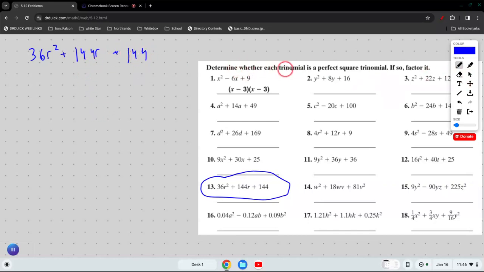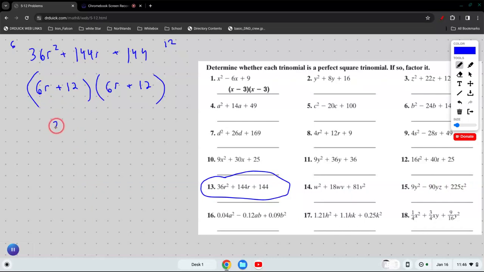It says determine whether each is a perfect square. In our case, it is, right? We can tell. Should have it memorized. This is a 12 squared. This is a 6 squared. Let's work this out. So if I put 6r plus 12 times 6r plus 12, let's see if that works.